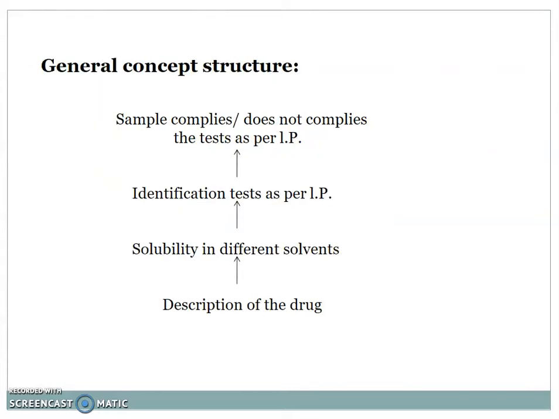So, general concept structure for actual practical. First of all, we have to perform description of the drug, means it involves its color, nature, odor and the taste. Then solubility in different solvents such as water, alcohol. Identification tests which are given in Indian Pharmacopoeia, and after completing all these tests we get whether the compound complies or does not comply the test as per Indian Pharmacopoeia.